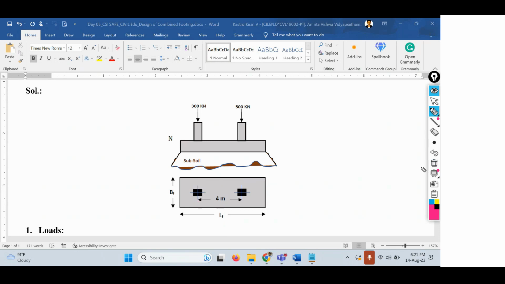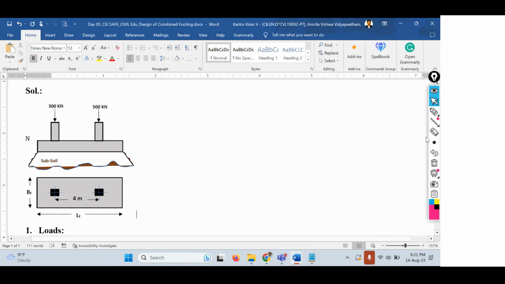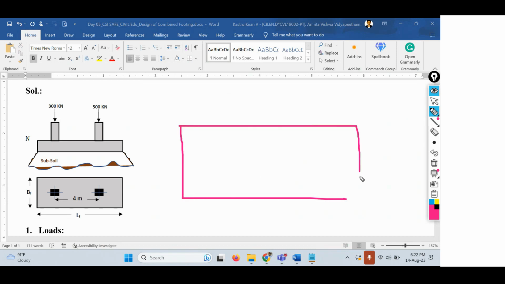Let me explain one more time. Suppose you are designing a footing with two columns. This is the first column and this is the second column. The center to center distance between both columns is 4 meters. Why do I need to find the center of gravity? Because these two columns have unequal loads and their dimensions are also not the same. Since the properties are not homogeneous, the pressure distribution will not happen uniformly.